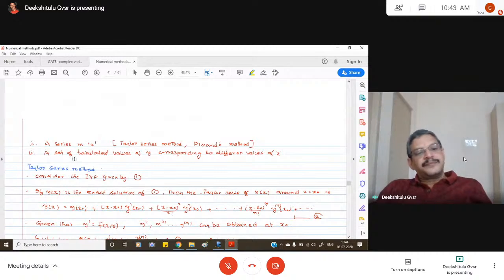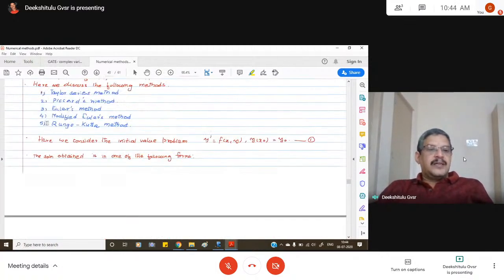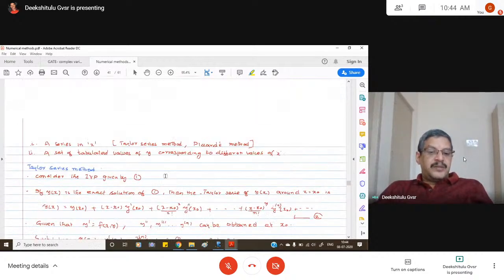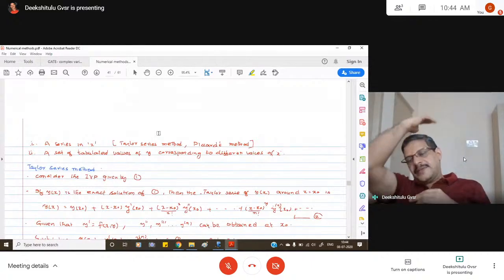So if you solve, we set up a set of tabulated values of y corresponding to different values of x, different values of the independent variable will be obtained. So in these last 3 methods, Euler's method, modified Euler's and Runge-Kutta method, is what happens. And in the first 2 cases, we get a series in x. Both the methods have their advantage and disadvantage.